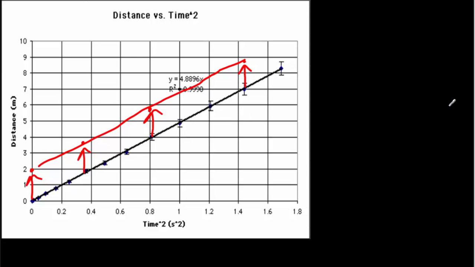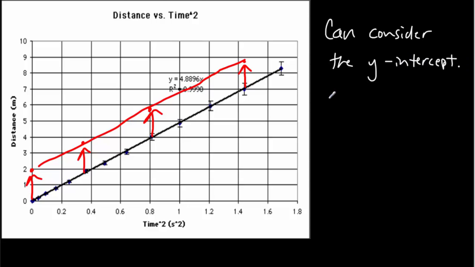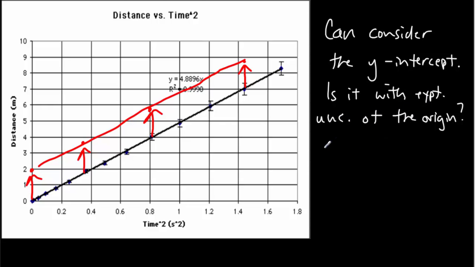and that would indicate a systematic error. So another advantage of having the linearized form is that you can consider the y-intercept and ask questions like, is it within experimental uncertainty of the origin? Or is there a systematic error?